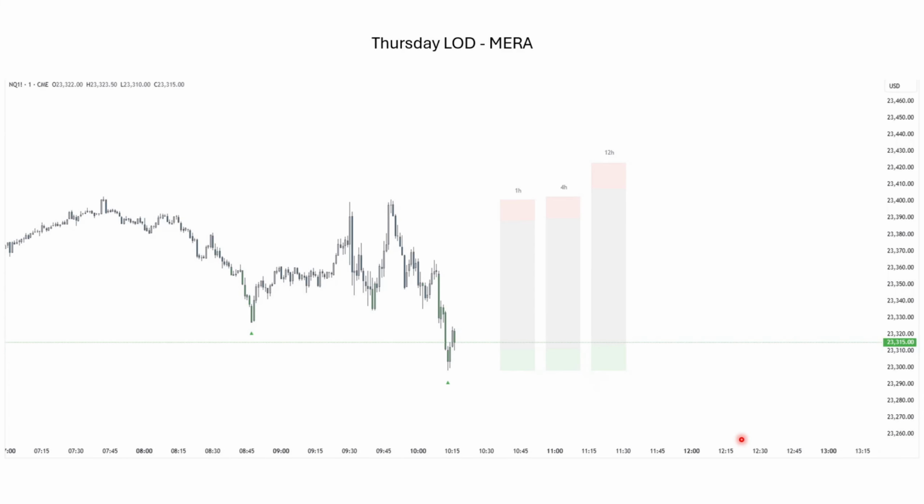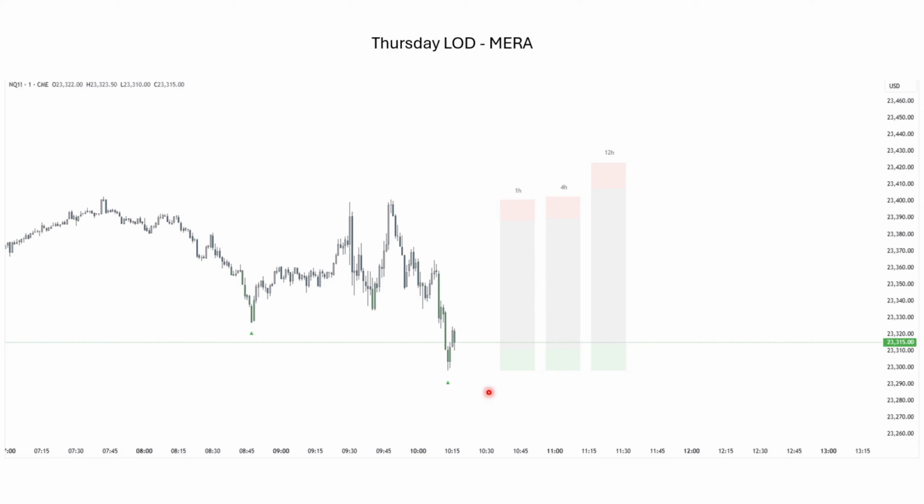Okay, Thursday, low of day and low of New York session. Again, by the way, all of these have happened at a key time as well. So we're all around the 10 a.m. mark. I think one was just before 10 a.m., but most of them have been the 10 a.m. open, which has kicked off the move.